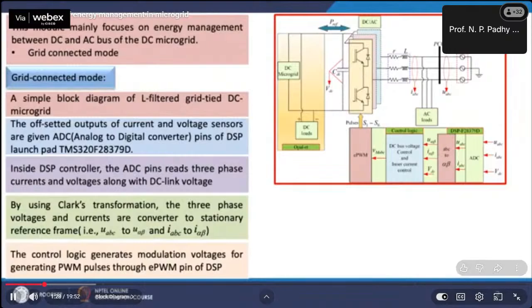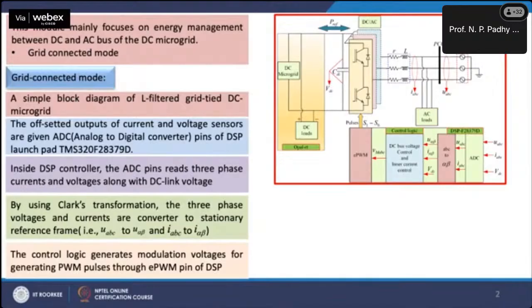Further, we studied how to integrate a DC microgrid with the AC grid in that model. To understand the present module, energy management of DC microgrid, fellow students require the knowledge of the previous module. For this reason, we are repeating some critical aspects of the earlier module. Now, the module mainly focuses on energy management between the DC and AC bus of the DC microgrid.